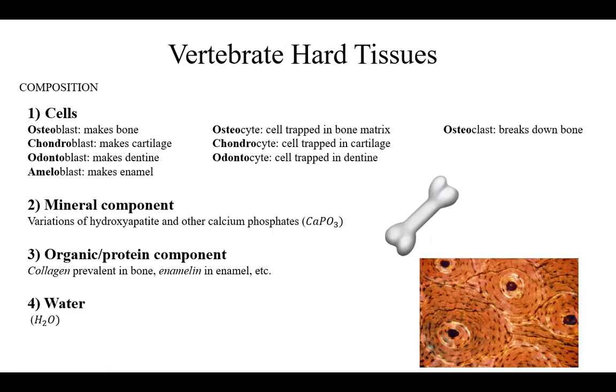And the last thing is that you probably know that most of your body by volume is somehow aqueous. It has water in it. And that's definitely true for hard tissues. Even bone, even the enamel in your teeth, has some amount of water in it. So I just want to lay out, amongst all the vertebrate hard tissues, these are the major structures: cells, minerals, so a crystalline structure, proteins, and water.